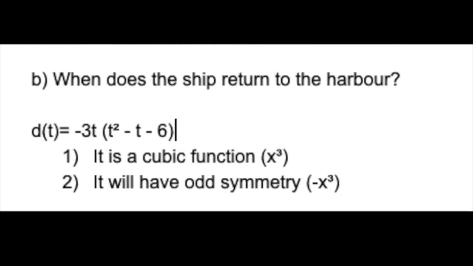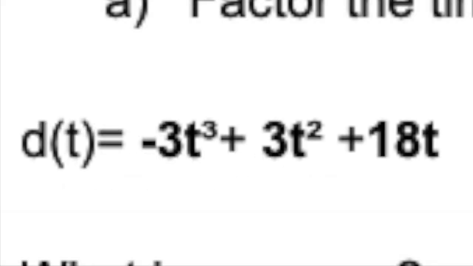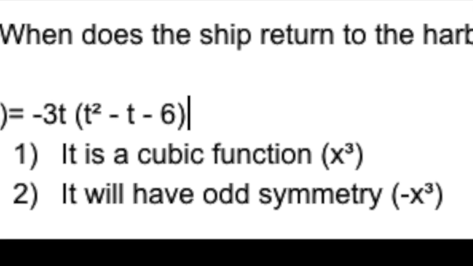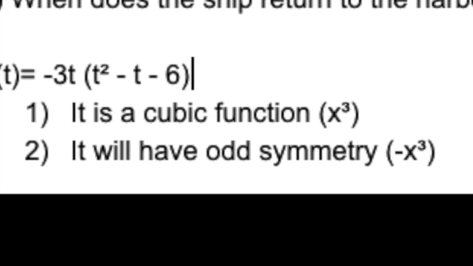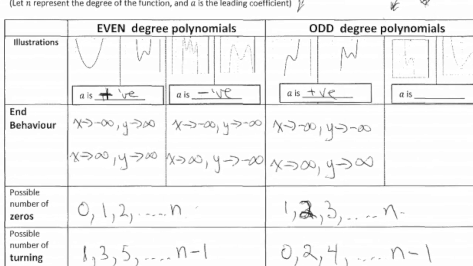For question B, it's going to ask us when does the ship return to the harbor? So we're going to want to look for the main points that we're able to establish from looking at this equation. We are able to tell and verify that it is a cubic function. I am able to see this because its first term, negative 3t cubed, is to the power of 3, and that's going to tell us it's a cubic function. At the same time, we're going to have to establish if it's even or odd symmetry. If it's negative, it's going to be odd, so negative 3t cubed is negative, so we know it's going to be odd. That is key information for knowing how to graph my polynomial equation.